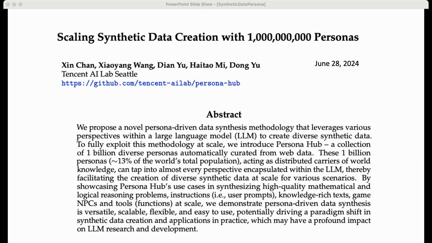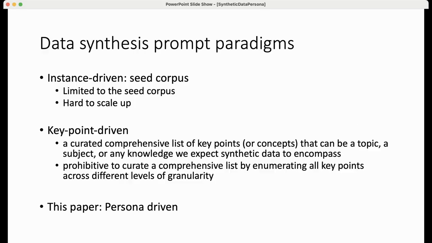And this is also a recently published paper, from the end of June this year. It's called Scaling Synthetic Data with 1 Billion Personas. So basically, there are several data synthesis paradigms, right?